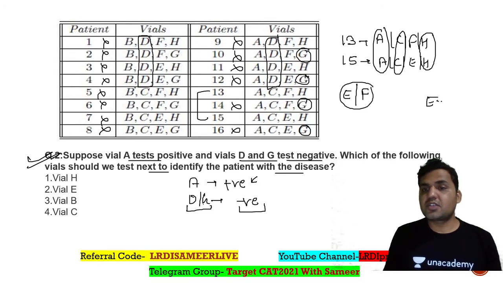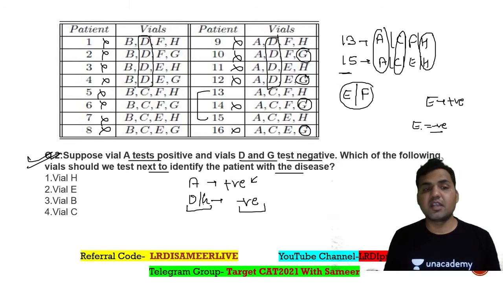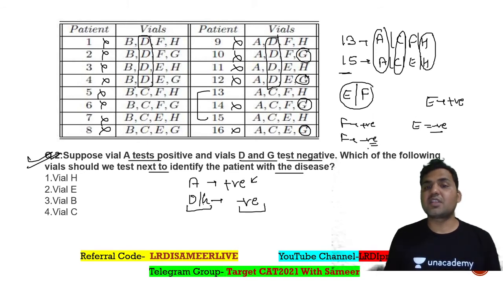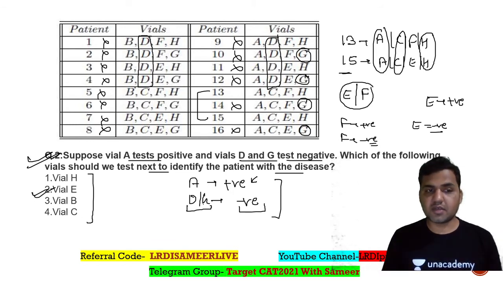If E is showing us the positive, then I will say 15 will have the disease. If E is showing us the negative, then I will say 13 will have the disease. I can also check with F. If F is showing the positive, I'll say 13 will have the disease. If F is showing the negative, I'll say 15 will have the disease. So therefore, after these results, I need to check with either E or F, and in the given options I have only option E, so that will be the answer to question number 2.